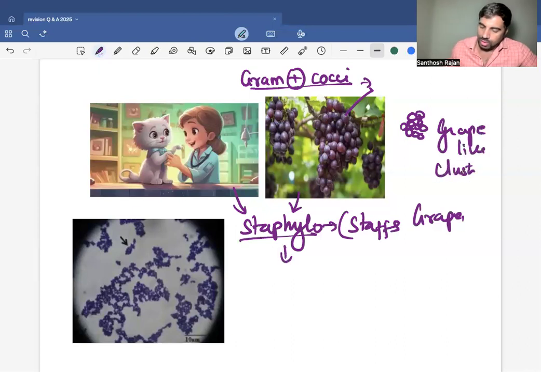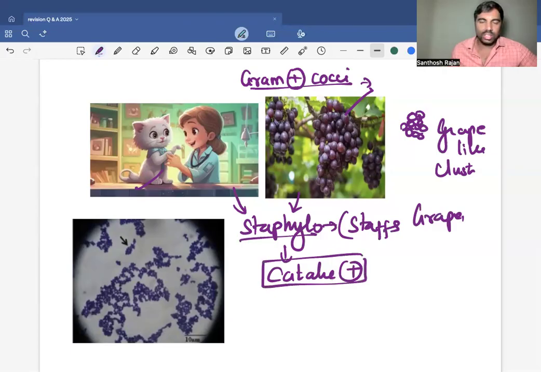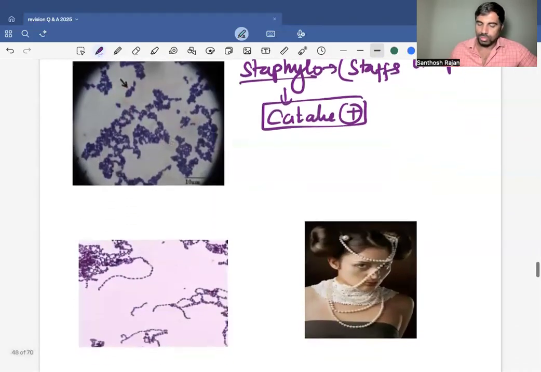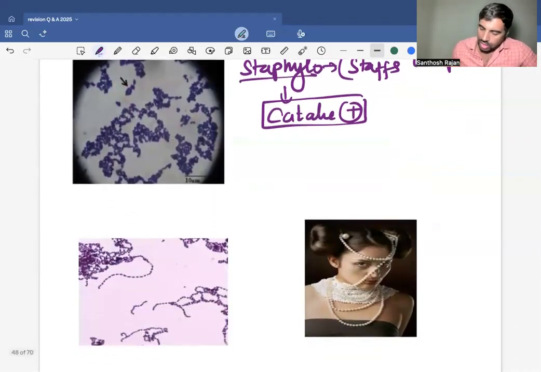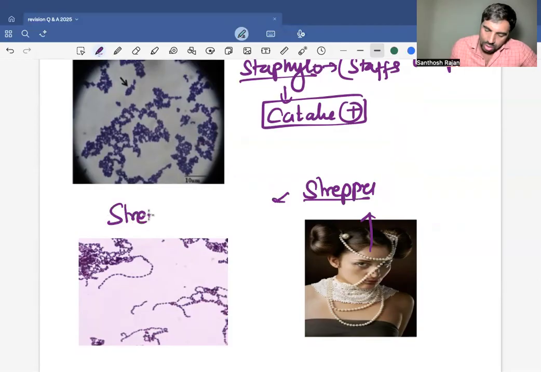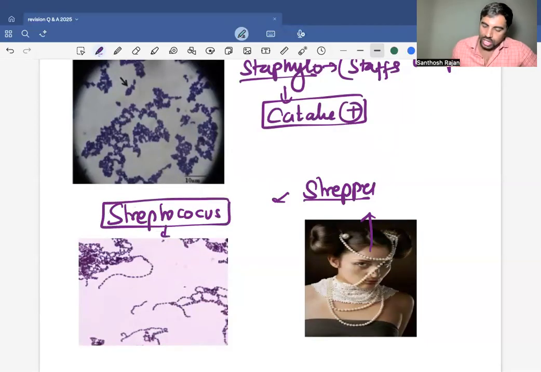And Staphylococcus is always catalase positive. Everybody in staff has a cat. That's the main thing for Staphylococcus. If coagulase positive, you call it Staphylococcus aureus. But with catalase and a grape-like cluster, you call it Staphylococcus. But this is your chain. When you see a chain, who's wearing a chain? A stripper. So that means this is Streptococcus. All Streptococcus are gram positive cocci in chains, not clusters.